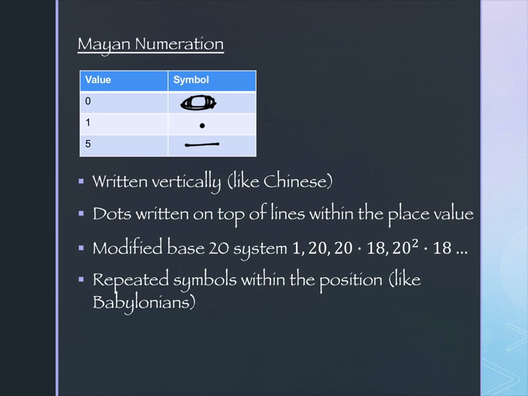It is written vertically like the Chinese. Dots are written on top of lines within the place value. They have a modified base 20 system. So they have a 1's place, they have a 20's place, and then they have 20 times 18. It doesn't go up to 20 squared right away. It's 20 times 18. And then 20 squared times 18, 20 cubed times 18, and so on. They do repeated symbols within the position like the Babylonians.